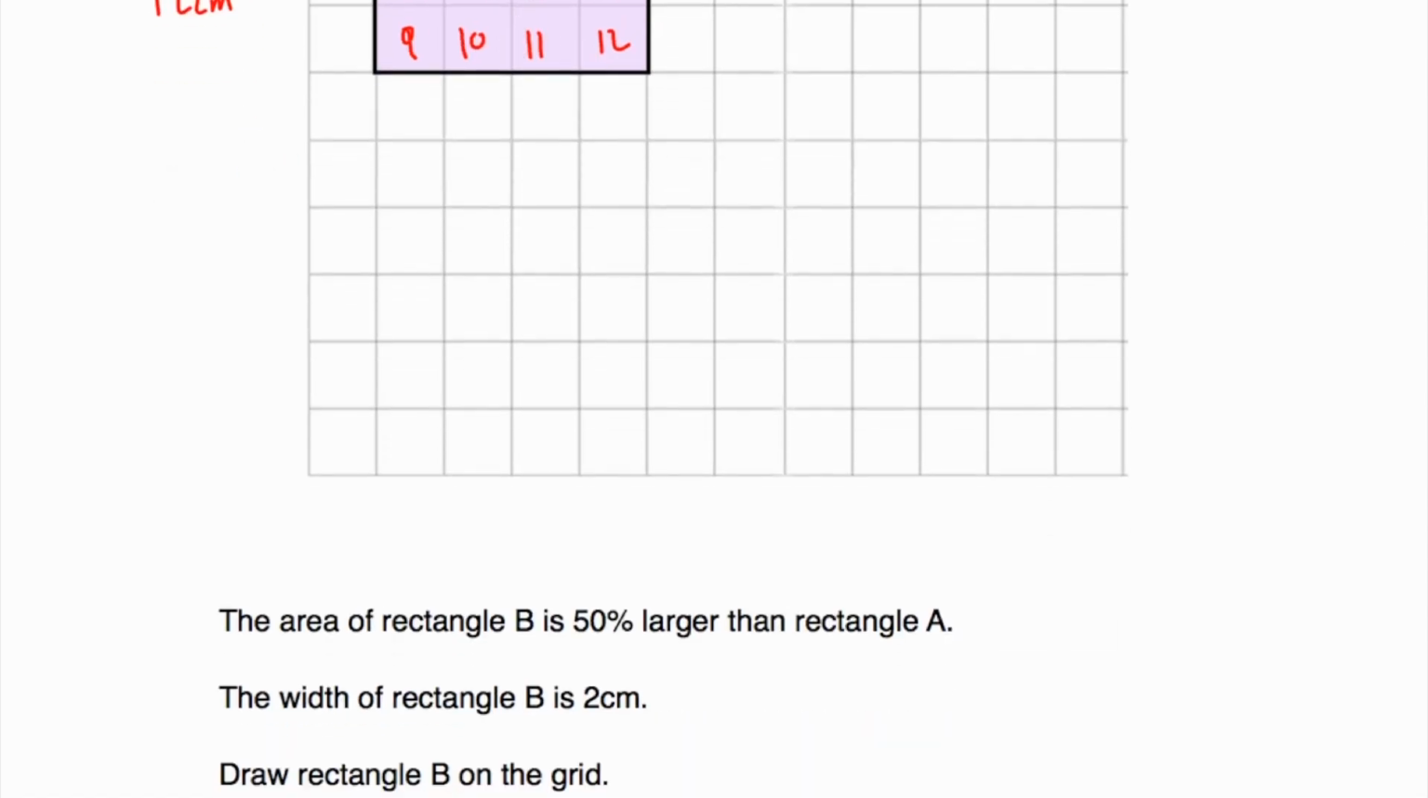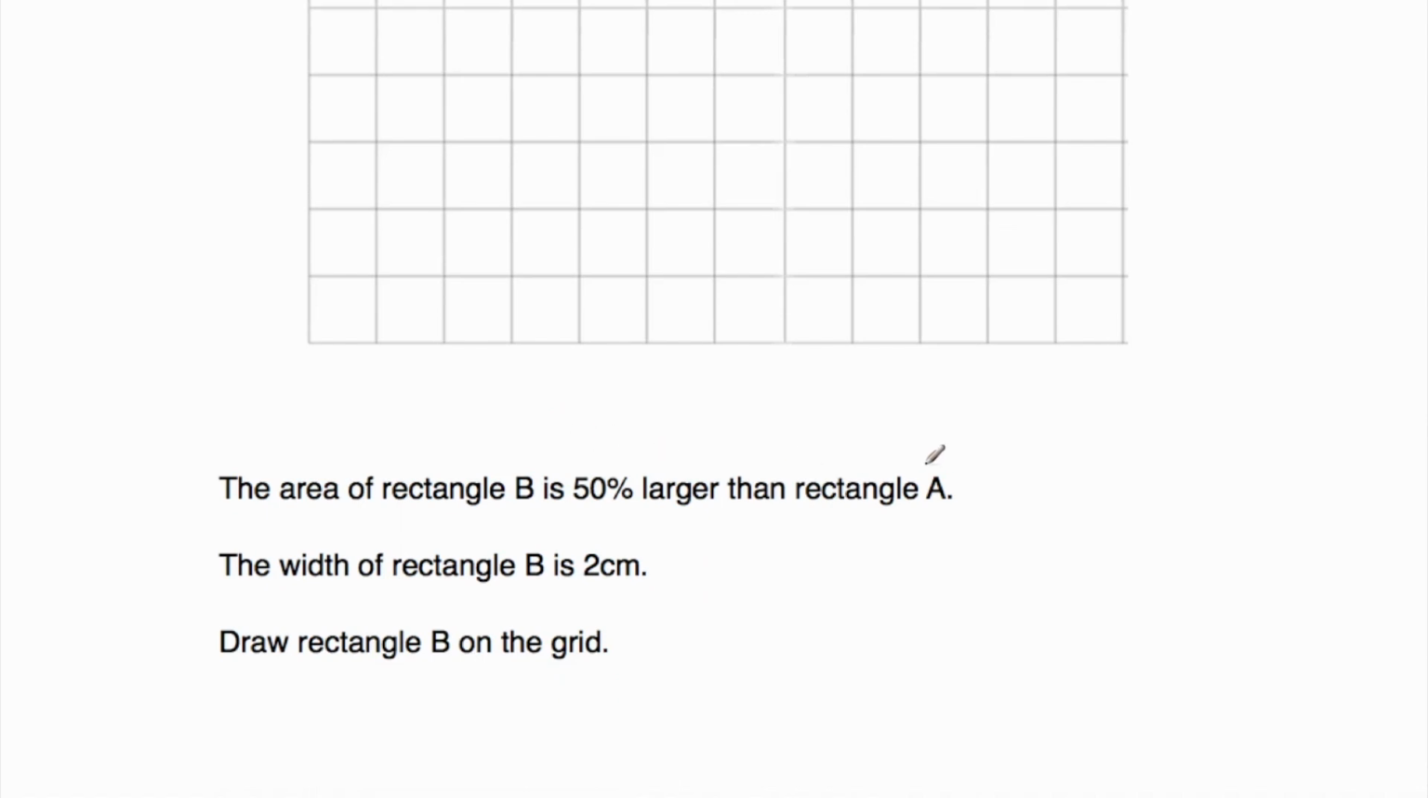And if we go down, we're told that the area of rectangle B is 50% larger than the area of rectangle A, which was 12 centimeters squared. So let's find the area of rectangle B to begin with. So its area is 50% larger. So let's work out 50% of 12. So 50% of 12 centimeters squared is equal to, well, half of it would be 6 centimeters squared. So that's 50% of it. It's 50% larger, so that means we need to add it on. So 12 plus 6 is equal to 18 centimeters squared.